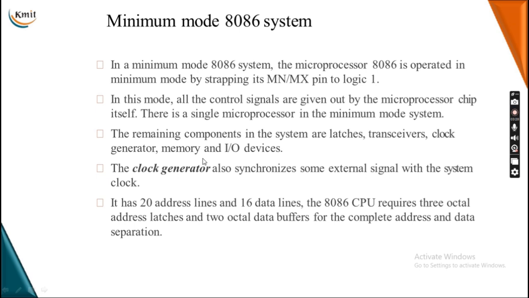First, the clock generator gives the clock signal which synchronizes your external signal with the system clock. Getting the point here? Whatever clock the clock generator generates is synchronizing with your system clock. Next, it has 20 address lines and 16 data lines, so 3 octal latches and 2 octal data buffers, or I can call them transceivers, for demultiplexing the address and data buses.